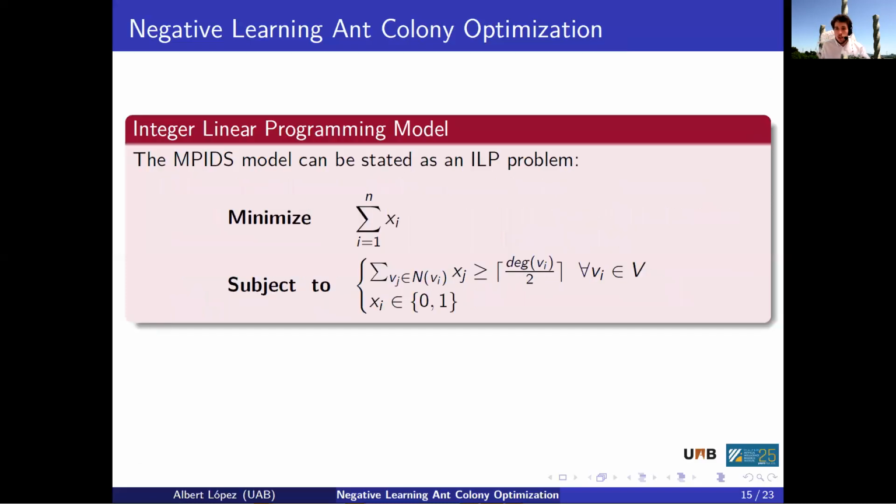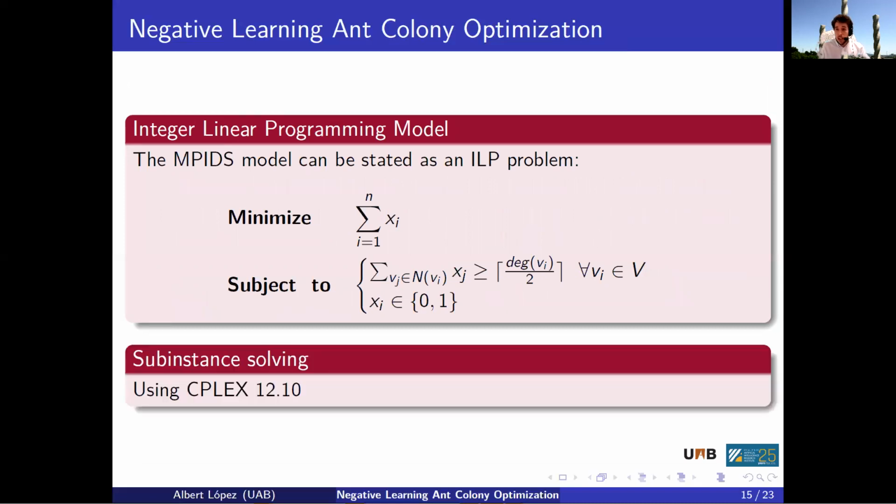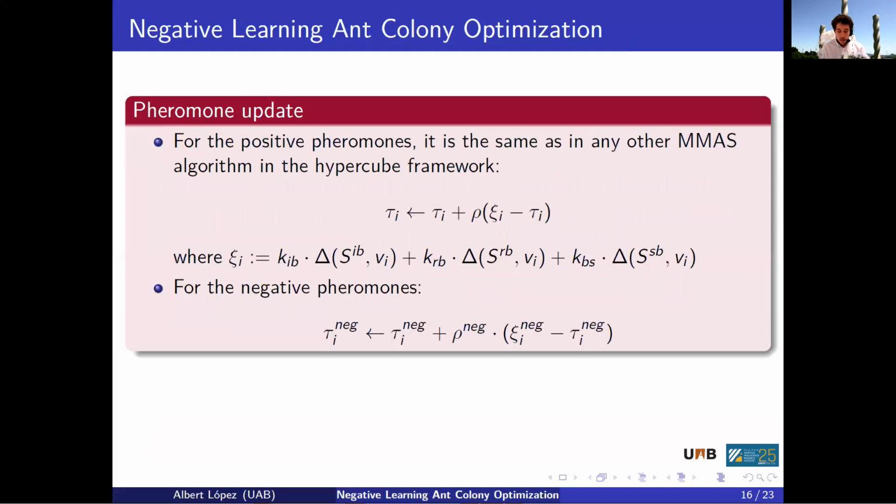So let's move on. How do we do the exact part? Well, for this problem, we can describe it as an integer linear programming problem. We then use CPLEX, which is a mathematical optimization library, to solve it exactly. Once we've done that, we need to consider how we update pheromones.